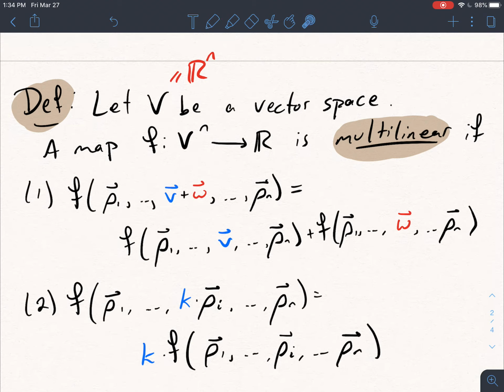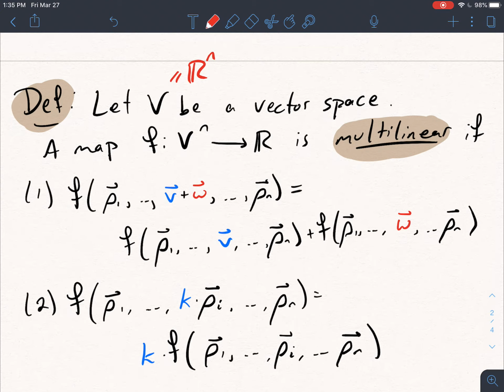So a map is multilinear if f of row 1, row 2, and then for row i, I'm going to split up row i as some vector v plus some vector w, through row n, equals f of row 1 through v through row n, plus f of, and then over here I'm just going to have a w. So effectively I'm just splitting up one row here into its two components. So here's what I mean.